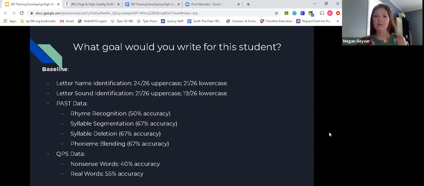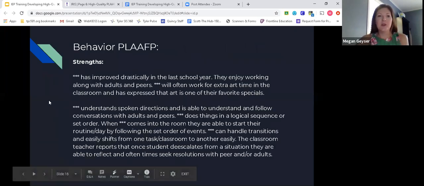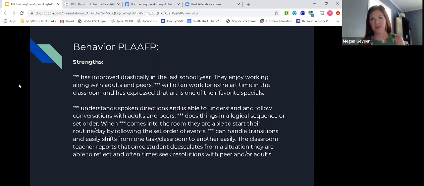All right, we're going to move now into an example of a behavior PLAAF. It obviously, you guys know, follows the same framework. We're going to start with our student strengths. Once again, we're going to begin with that personal piece, that this student has improved drastically in the last year. They enjoy working along with adults and peers. They will often work for extra art time in the classroom, and they've even expressed that art is one of their favorite specials when they go to specials rotation.